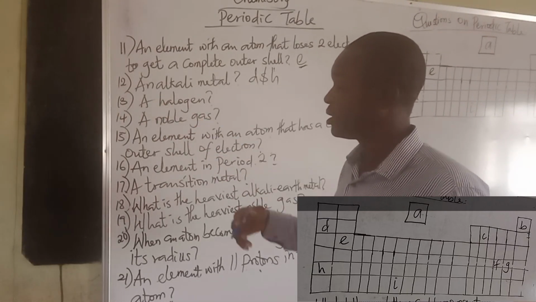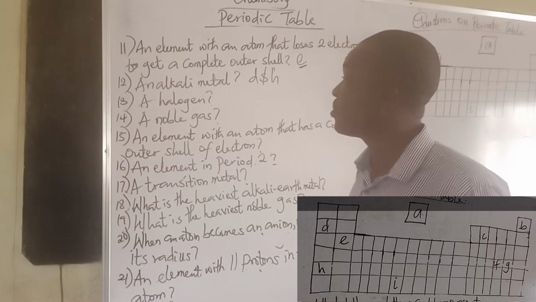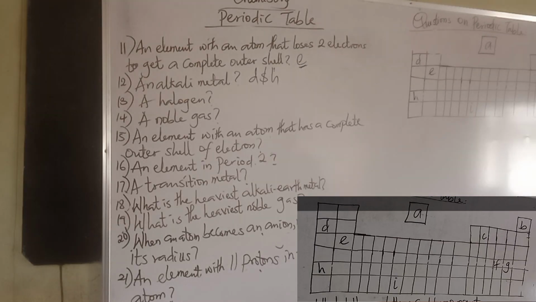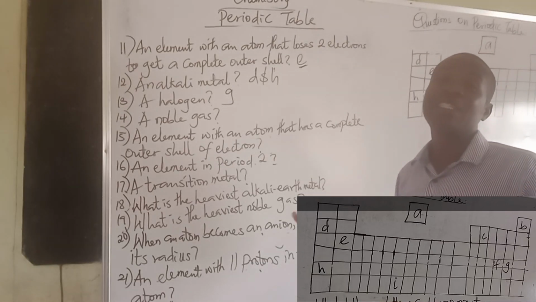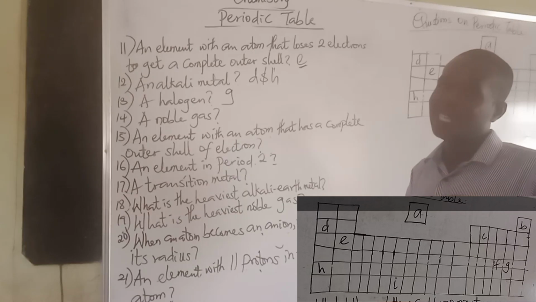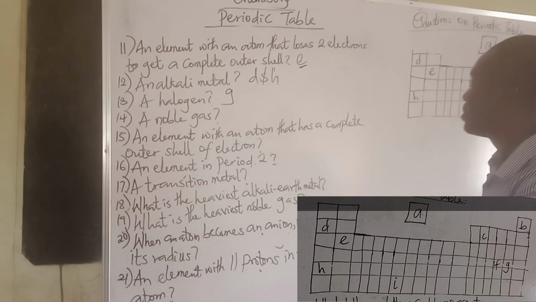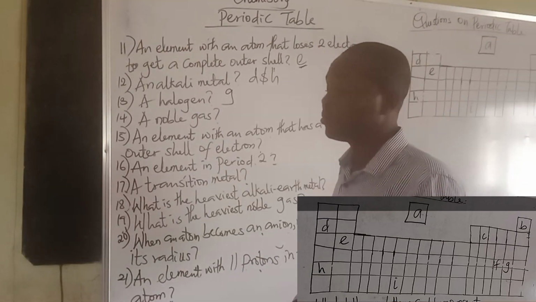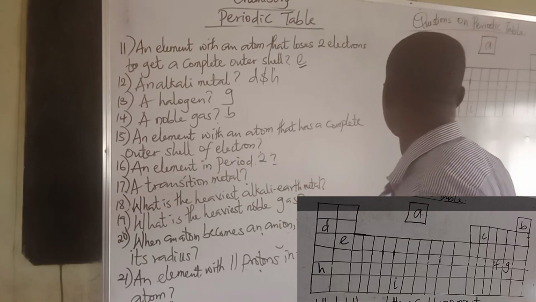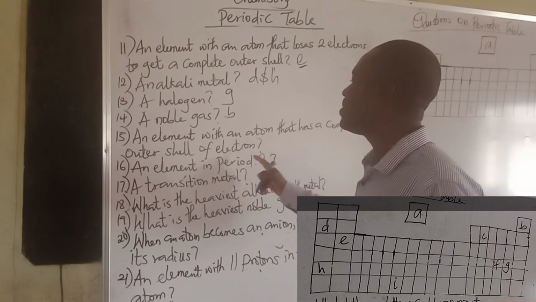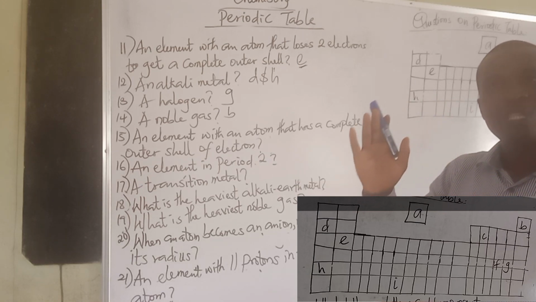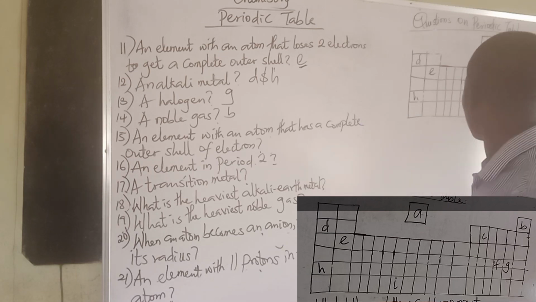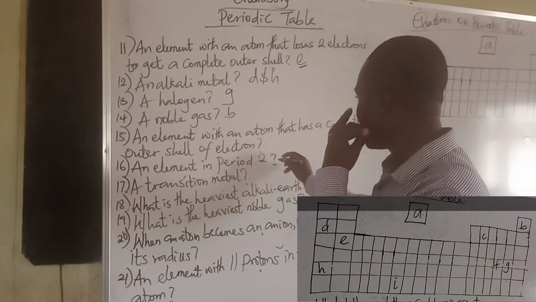Then a halogen. Group 7 elements are called halogens, and in group 7 of this table, that is G. So a noble gas. We said that group 8 elements, or 0, the last group, are called rare gases or noble gases. So in group 8 of our periodic table, the one given is B. There is B, as you can see. Now, an element with an atom that has a complete outer shell. It is those elements in the last group that have a complete outer shell, and they do not react at all. Their outermost shell is either complete, duplet, or octet. So it is the same B.